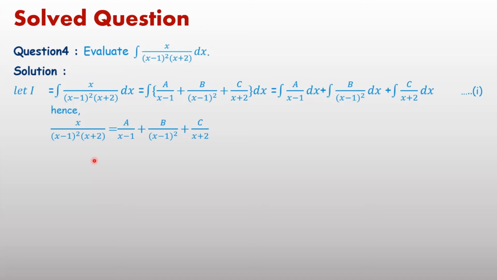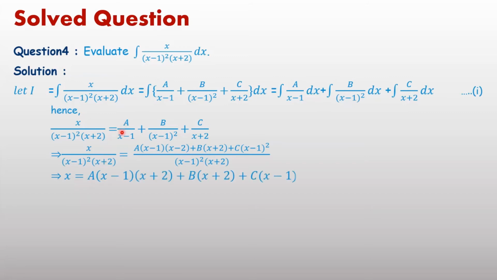Again same process. One method, take LCM here in denominator. Otherwise second option, multiply by denominator of LHS on both sides. What remains in LHS? Only x you will get, and in RHS a into x minus 1 cancel out, remaining part is x minus 1 into x plus 2, plus b into x minus 1 whole square cancel out, x plus 2 remains, plus c into x plus 2 cancel out, x minus 1 whole square.